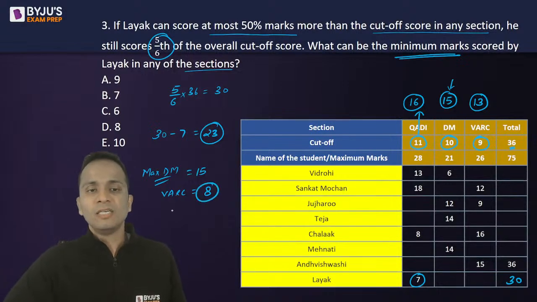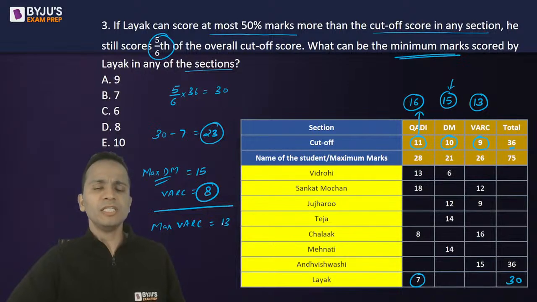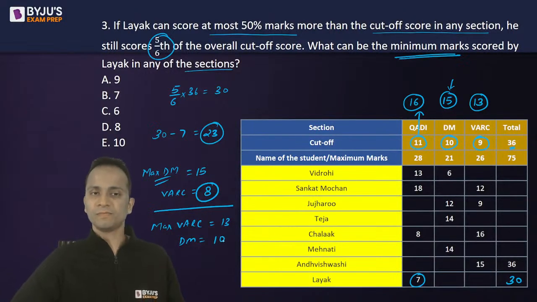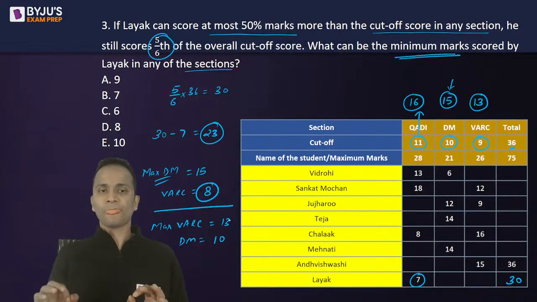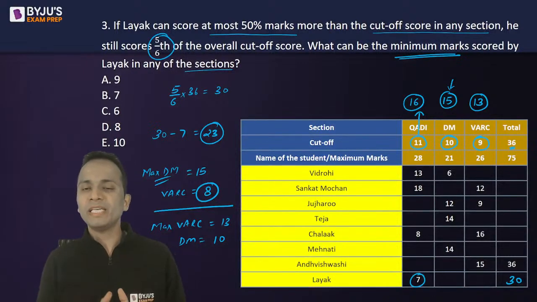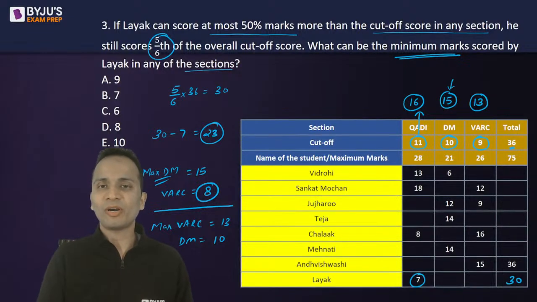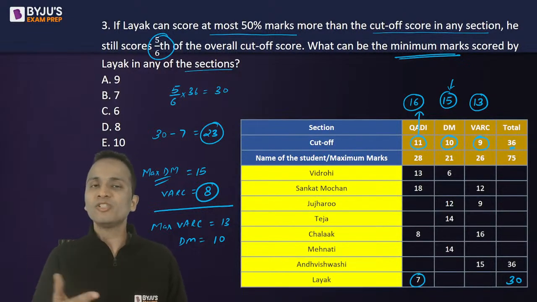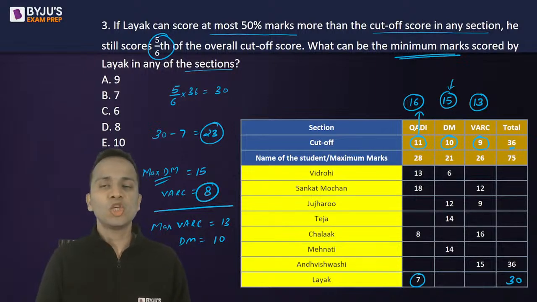Now, let's look at the other way around. If I assume that he has scored maximum in VARC, the maximum of VARC is 13. So in the DM section, he will score 23 minus 13, that is 10. So the minimum he can score in VARC is 8. The minimum he can score in DM is 10. But this is a very important thing. He has already scored a 7 in QADI.